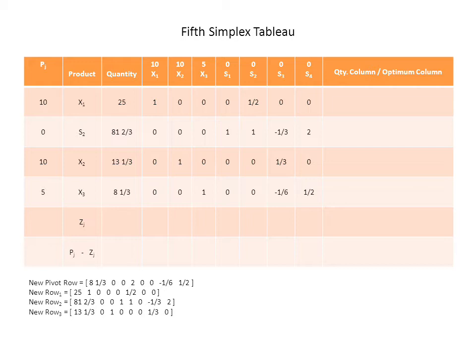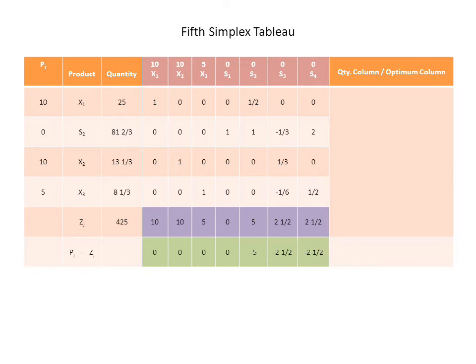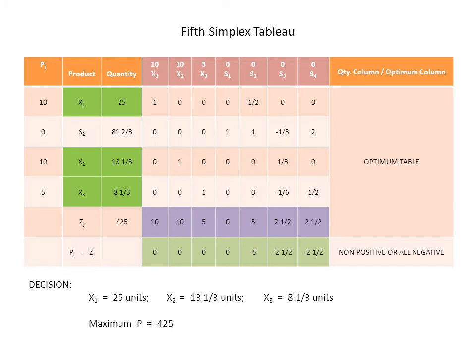After entering the values for the fifth simplex tableau, we now compute for the values of the CJ row. Okay, and the values of the PJ minus ZJ row. Notice that the three non-zero values in the PJ minus ZJ row are all negative. That means we have obtained the optimum table, and we can now make a decision. x1 equals 25 units, x2 equals 13 and 1/3 units, and x3 equals 8 and 1/3 units, where maximum P equals 425.